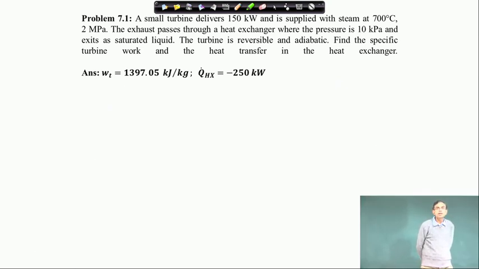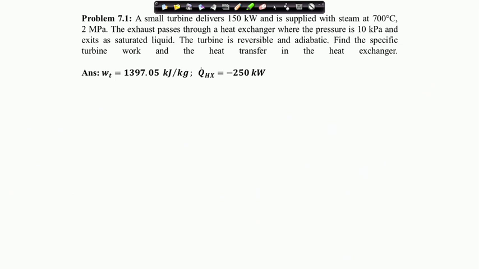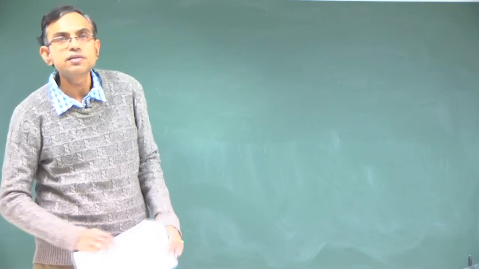A small turbine delivers 150 kilowatt and is supplied with steam at 700 degree centigrade, 2 megapascal. The exhaust passes through a heat exchanger where the pressure is 10 kilopascal and it exits as saturated liquid. The turbine is reversible and adiabatic. Find the specific turbine work and heat transfer in the heat exchanger. So, let me draw a schematic of this problem on the board.